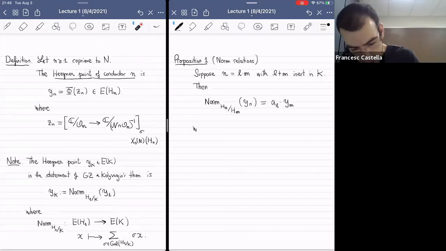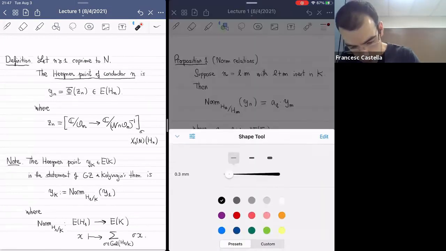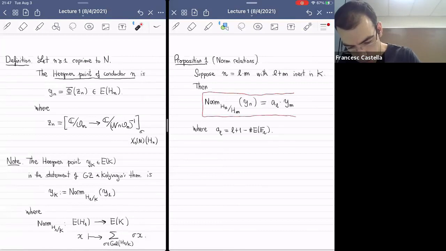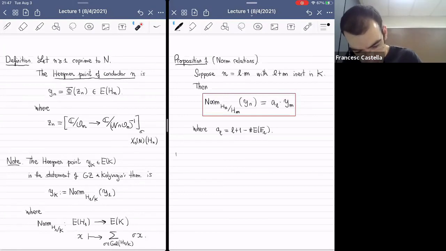Okay, where, as before, a sub ℓ is ℓ plus 1 minus the number of points of E over the field of ℓ elements. Okay, so let's see the proof of this. I'm going to just write down the proof for m equal to 1. There is really no difference for the general case, but the notation becomes slightly simpler. So we're going to do just the case m equal to 1 for simplicity.